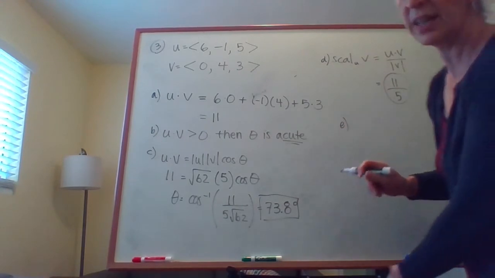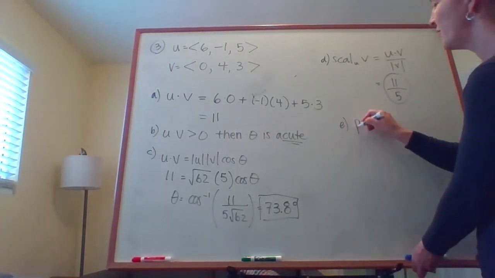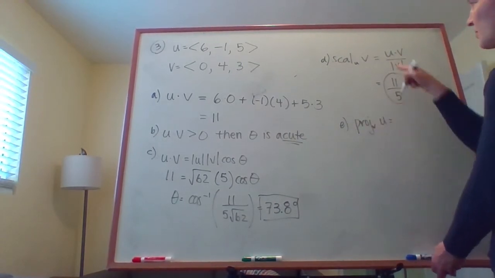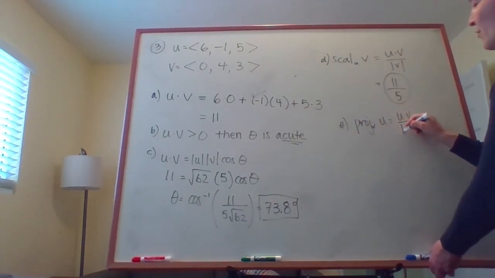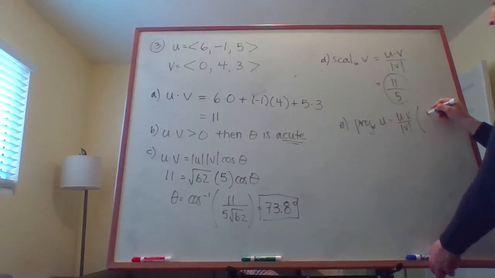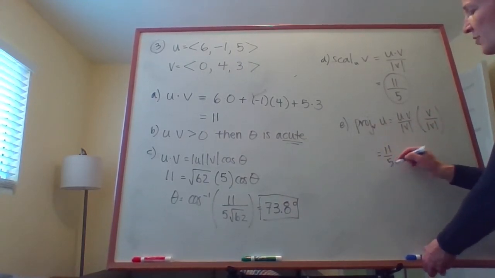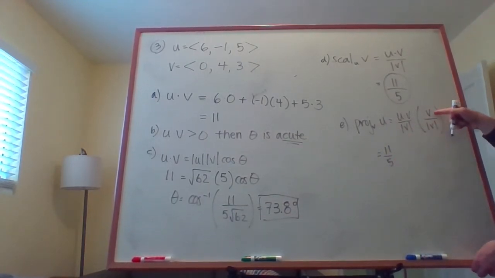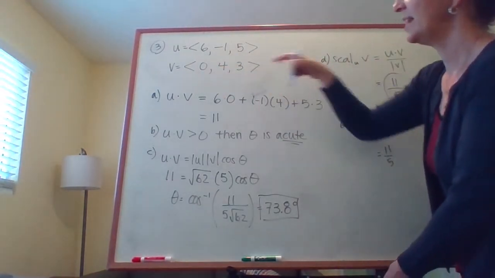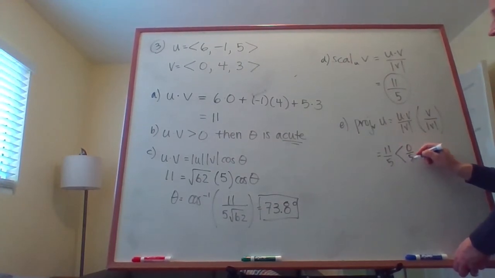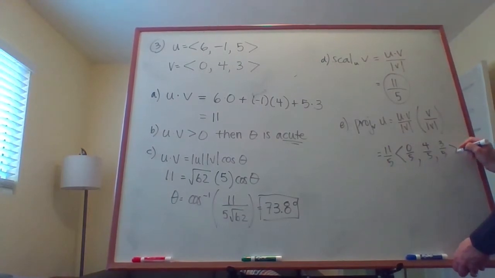In part, not E, yes, E. I wanted you to find the actual projected vector of u onto v. That's this u dot v over the magnitude of v, the scalar, multiplied by the unit vector for v. Okay, so this gets me my 11/5, I already found that, and then the unit vector for v is the v vector divided by its magnitude, which was 5. So that's 0 over 5, you could have just written that as 0, 4/5 and 3/5.